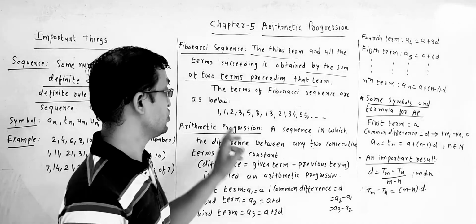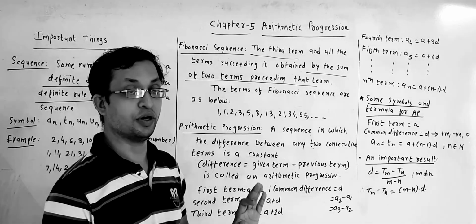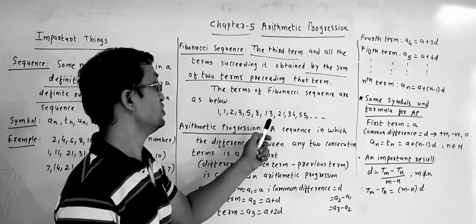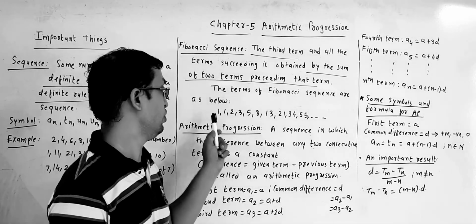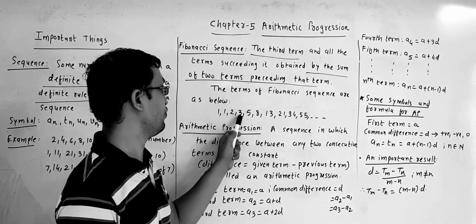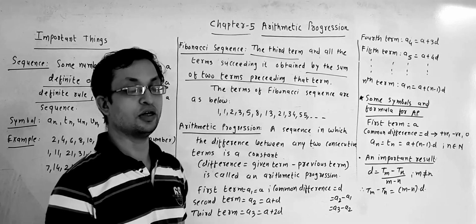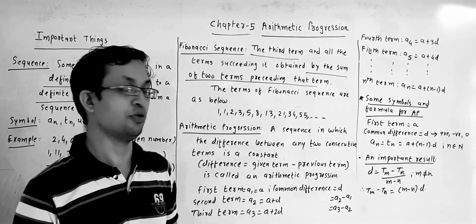This question is very important for the exam. A question may come in the exam: which sequence is a Fibonacci sequence? So 1 plus 1 is 2, 2 plus 3 is 5, 3 plus 5 is 8. This is a continuous process until the end.